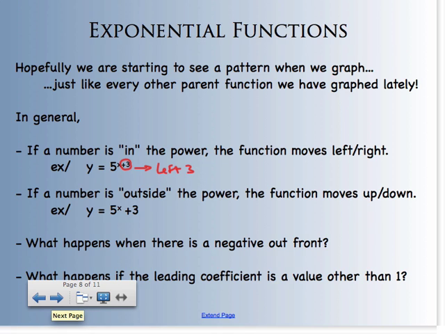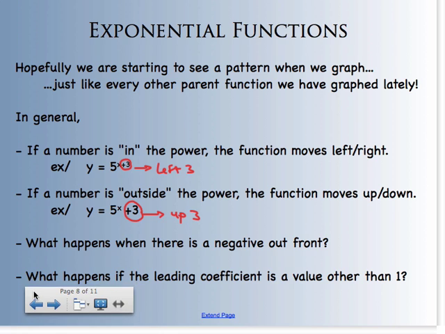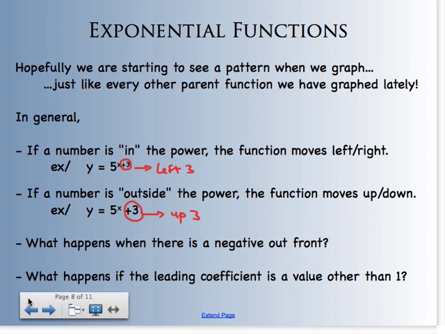The next bullet says if a number is on the outside of the power, the function moves up and down. You can see here this plus 3 is not being affected by the power. I'm just taking the result and adding 3 more to it. So instead, I'm going to move it up 3. And then the last 2 simply ask, what happens when there's a negative up front? We should already know what that means. If we have a negative leading coefficient, what happens with my graph? And similarly, the 4th bullet asks what happens if the leading coefficient is a value other than 1. What happens when we have that multiplier out front? What's going to happen to my graph?